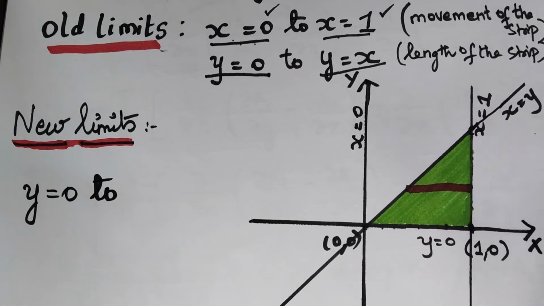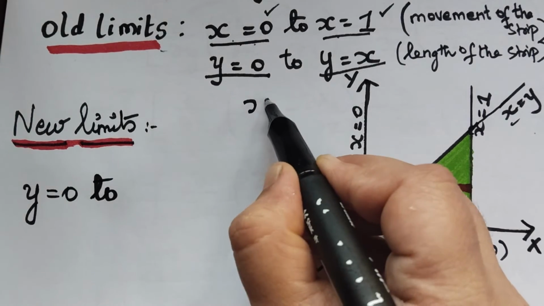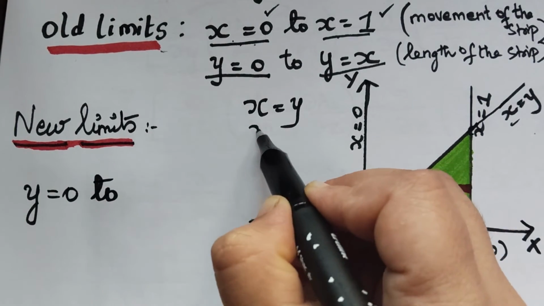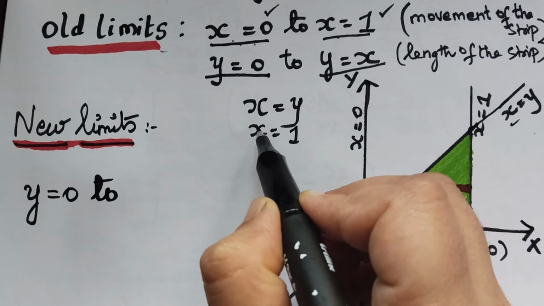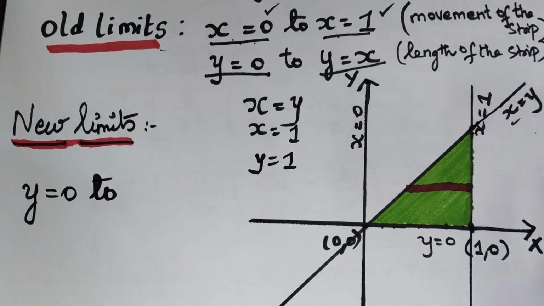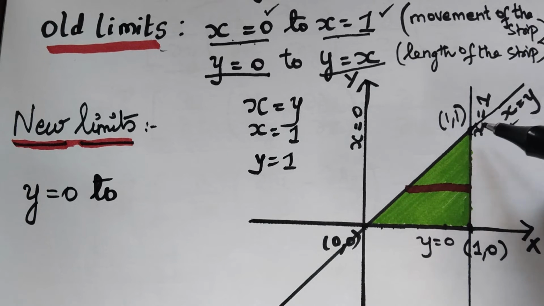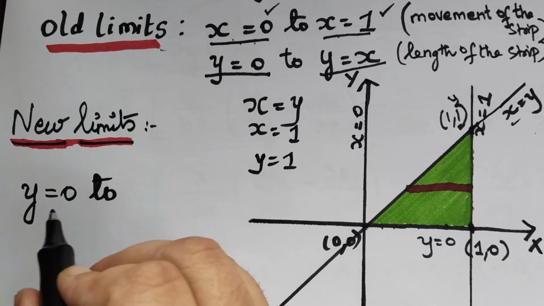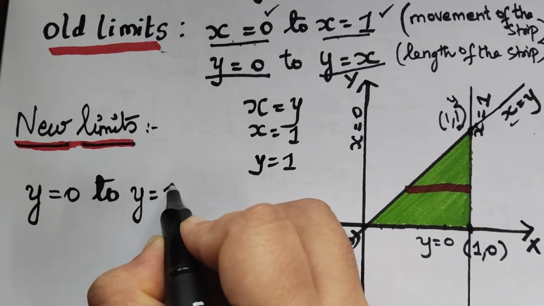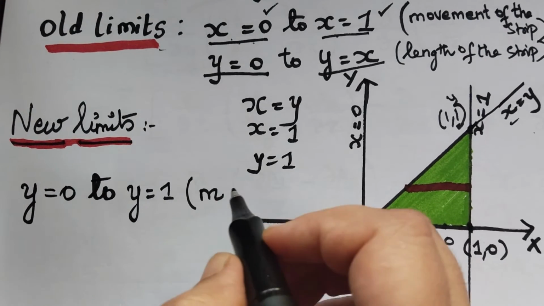And how shall we find it? It is the point of intersection between the line x equal to y and x equal to 1. So how to find the point of intersection? We have x equal to y and we have x equal to 1. If in place of x we put 1, we will get y also equal to 1. So therefore the point of intersection is (1, 1). If this point is (1, 1), what is the y coordinate over here? It is 1. So therefore the strip moves from y equal to 0 to y equal to 1. So the movement of the strip is from y equal to 0 to y equal to 1.